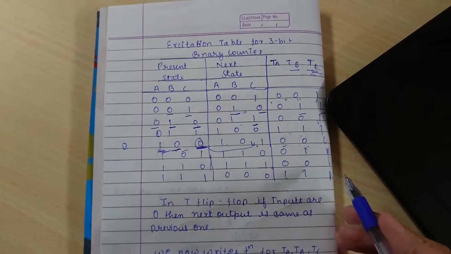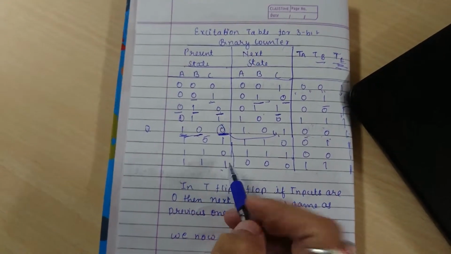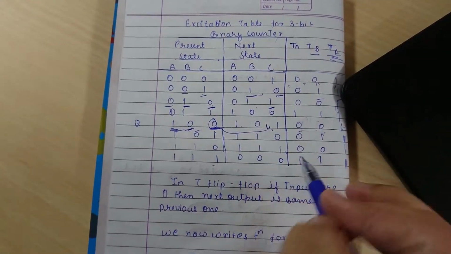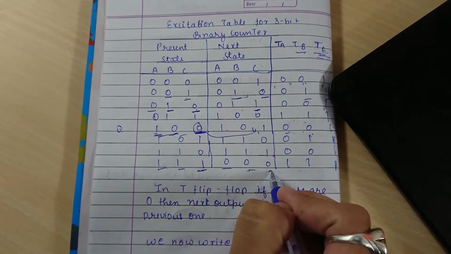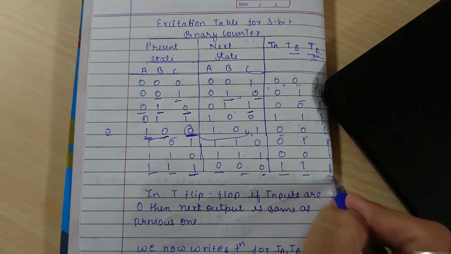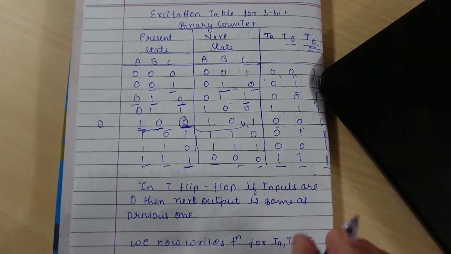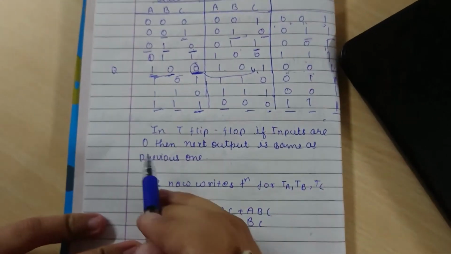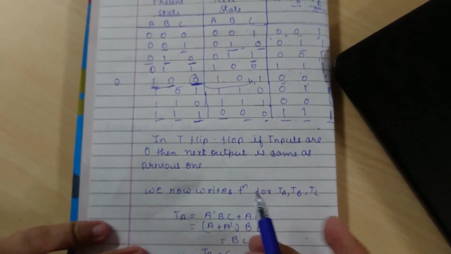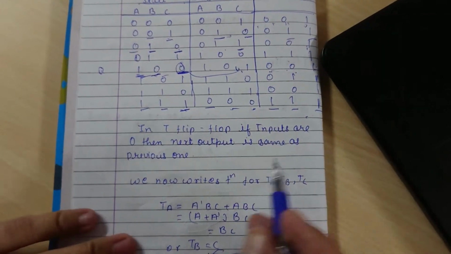This continues till we reach 111, and again if we want to reach 000, you can notice that all three bits are changing, so we need to give 1 in all flip-flops. Okay, so in a T flip-flop, if the input is 0, then the next output is the same as the previous one, as you can see.